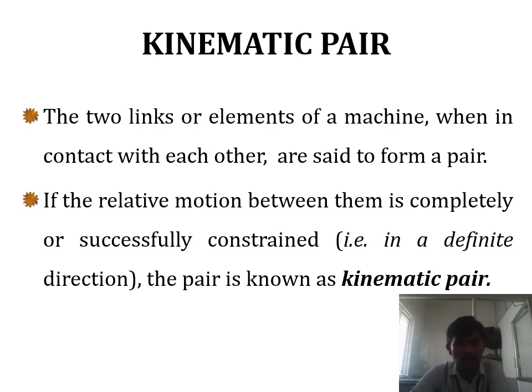Next, we see about the kinematic pair. The two links or elements of a machine in contact with each other are known as a pair. So the two links form a pair. That is a kinematic pair.